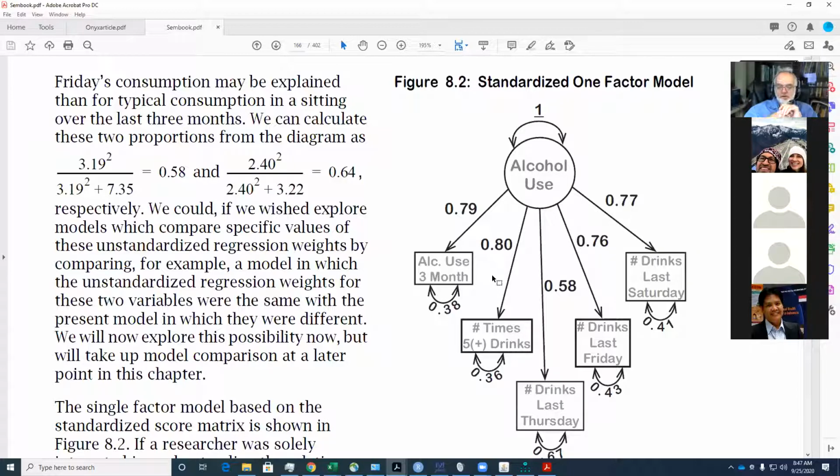Same old thing, same tracing rules. The variance of alcohol use in standardized metric is going to add up to be the number 1, right? Because it's standardized. That's going to be 0.79 squared plus 0.38. What does this diagram say about the correlation between these two variables? Well, it's going to be 0.79 times 0.8. Ought to be pretty darn close to 0.64.